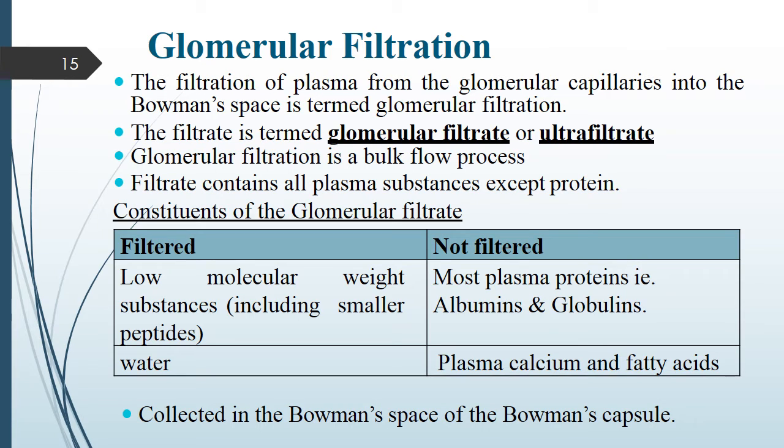The constituents of the glomerular filtrate are low molecular weight substances, including small peptides and water. Most plasma proteins such as albumin and globulins, plasma calcium and fatty acids are not filtered through the glomerulus. The glomerular filtrate is collected in the Bowman's space of the Bowman's capsules.